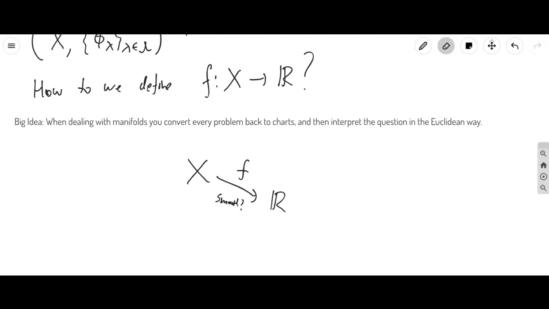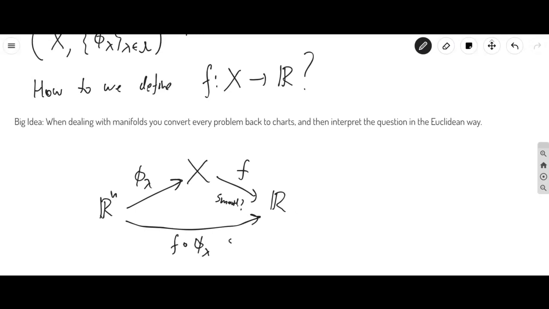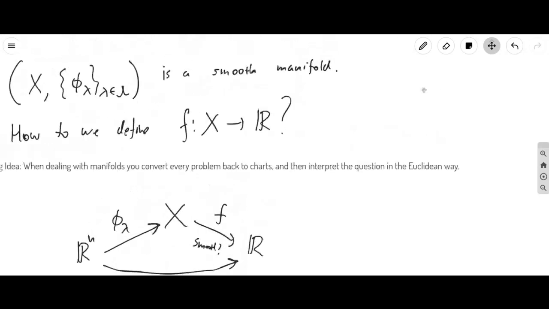That makes no sense. But what does make sense is you map Rn into X by using the lambda chart. So phi lambda, that's the lambda chart. So that will map it into X. And if this is to be smooth, then it makes sense the composition should be smooth. And then you're getting phi lambda composed with F. And you're getting that this is smooth. So the definition is just this composition. So you see, you're bringing it back to the Euclidean space. And then you know how to answer the question of smoothness in the Euclidean space.